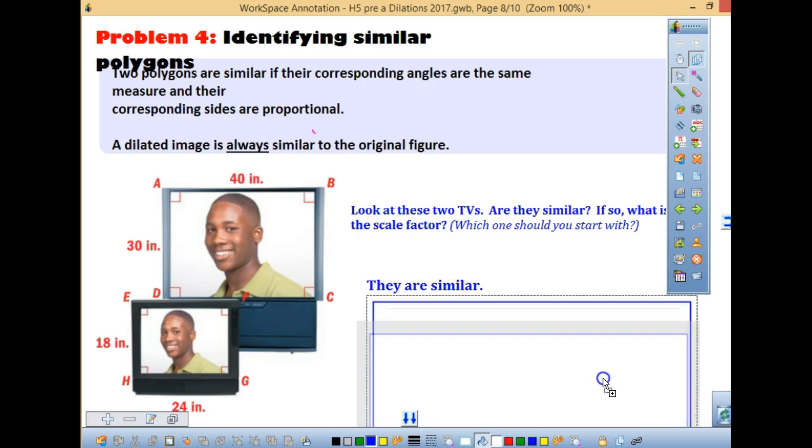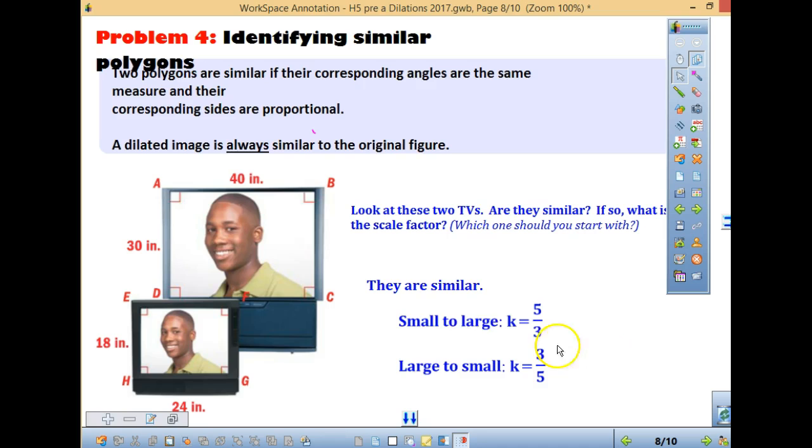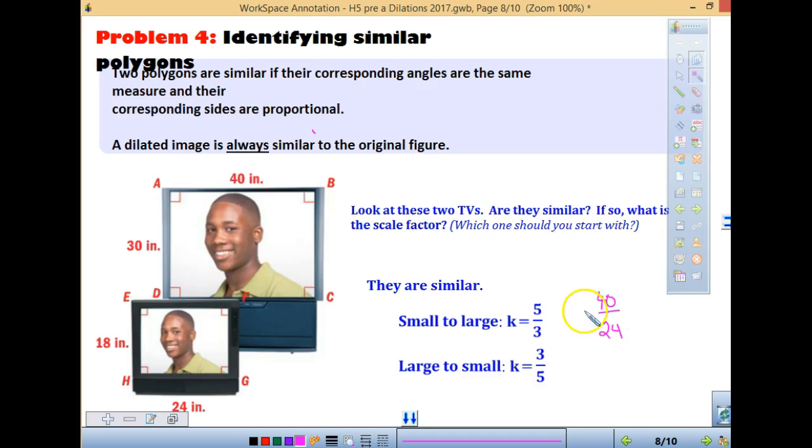So they are similar as we look at them. And as we are looking at this, if I'm going small to large, so if I was going from the small one to the large one, I take the 40 and I divide it by 24. And if I simplify that by dividing them both by 8, that's how we got 5/3. If I'm starting at the large side and I want to go to the small one, then just the opposite. I put the large in the denominator.